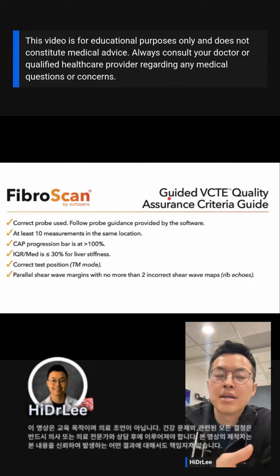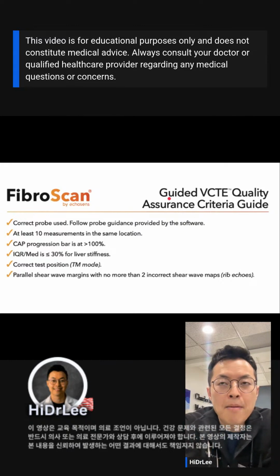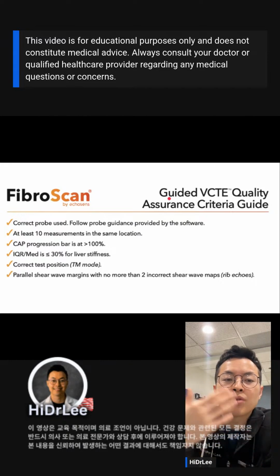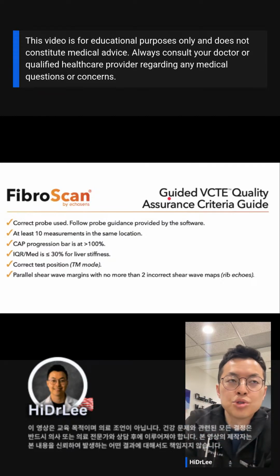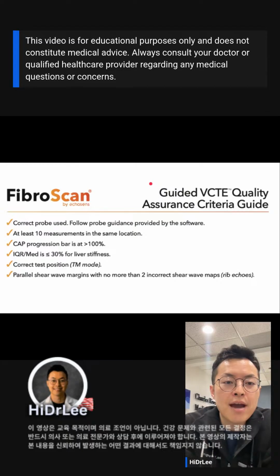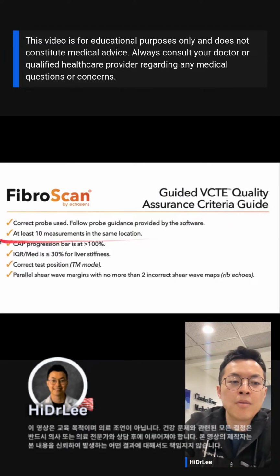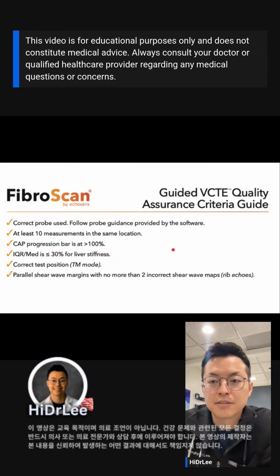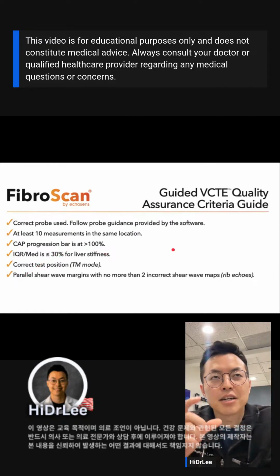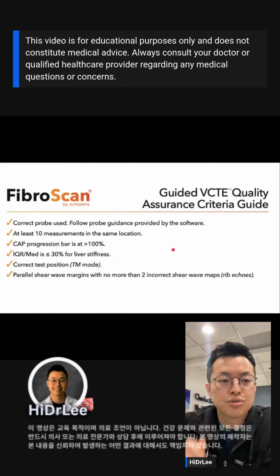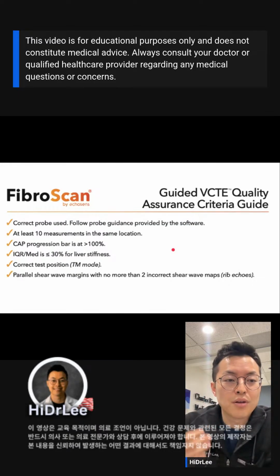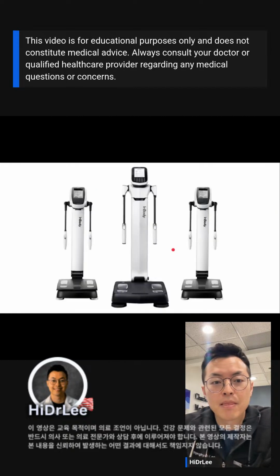Fibroscan is made by a company called EchoSense, and EchoSense sends their trainers to our clinic to check our technique quality, and they have their assurance criteria guide. Only once you satisfy their criteria do you get a certificate that proves that you have good Fibroscan technique.